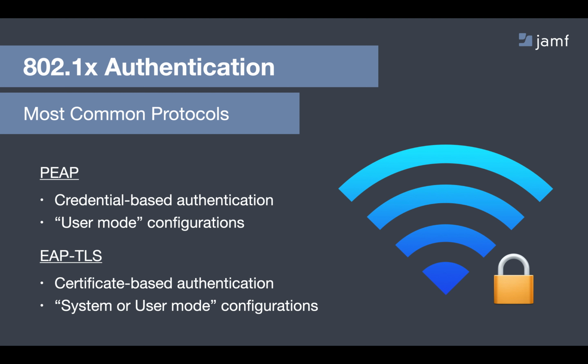With PEAP, the user enters their credentials when they join the network from the Wi-Fi menu, and they're prompted to accept the authentication server's certificate and trust for the Wi-Fi connection. Because of this step, this authentication protocol isn't supported at the login window when using a login window plugin such as Jamf Connect Login. With EAP-TLS, a certificate is used to authenticate to the network, stored in either the system keychain or a user's login keychain, accessible once they're logged into the device.